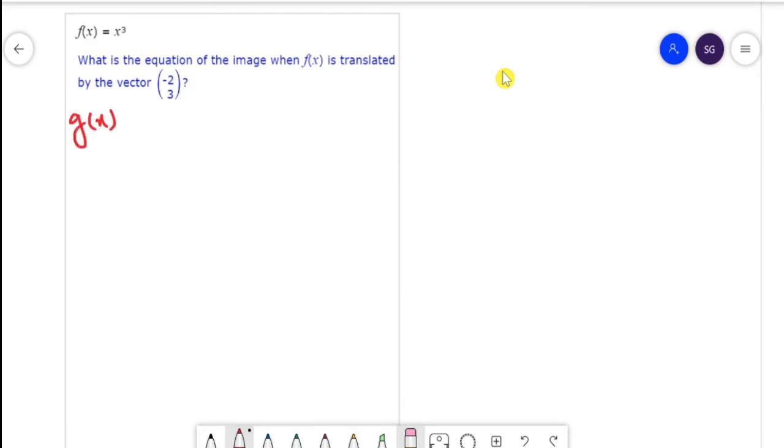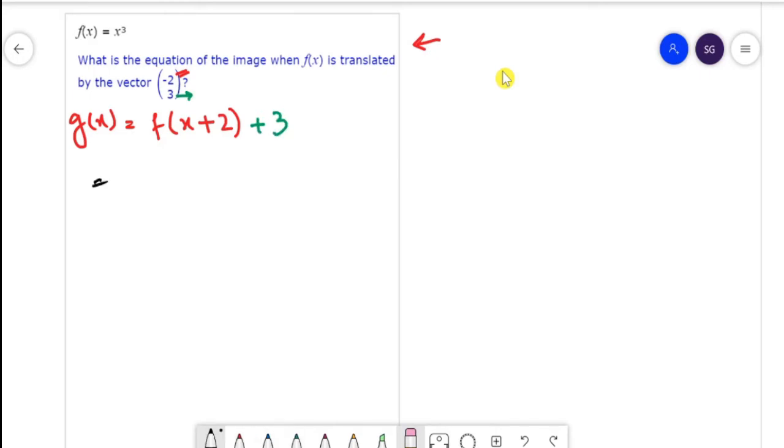So g of x is obtained by doing these transformations. Backward translation is done by adding something to the input. We have to move 2 places backwards, so I'm adding 2 here. That's the backward translation. And then for upward translation, I'm adding 3 to the function.